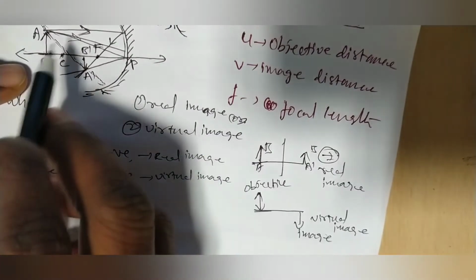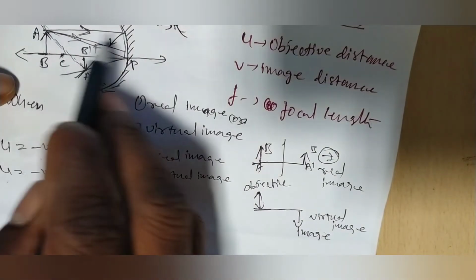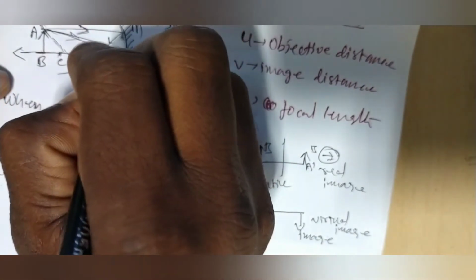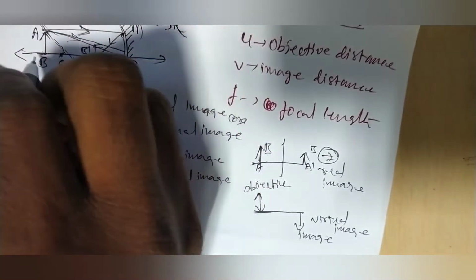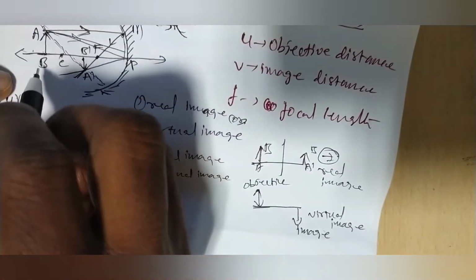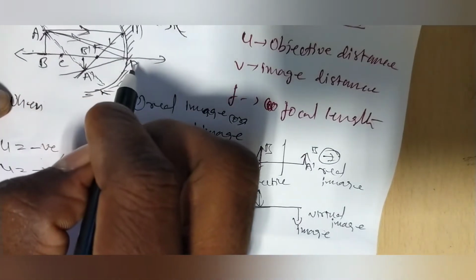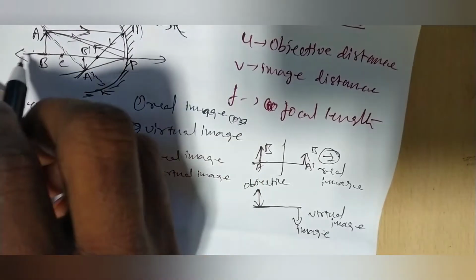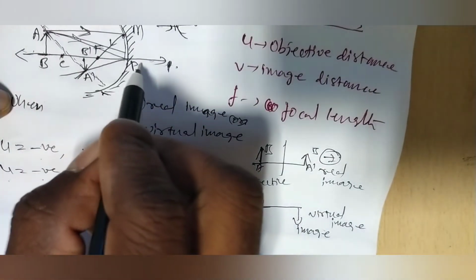Okay, in this case, we can take this point AM. AM is parallel to the principal axis. Principal axis means the line passing through the center of curvature and the pole of the spherical mirror. That is the principal axis. This is the principal axis.